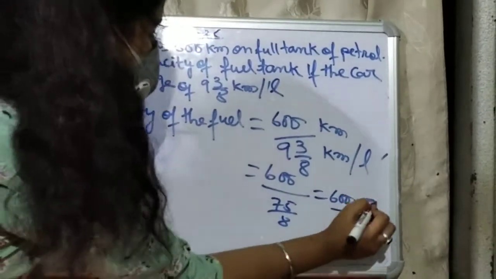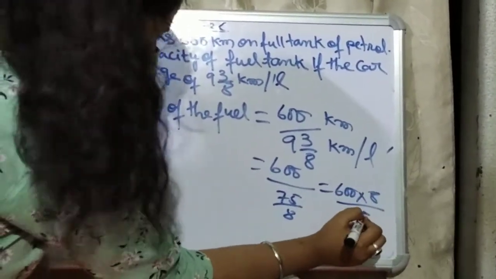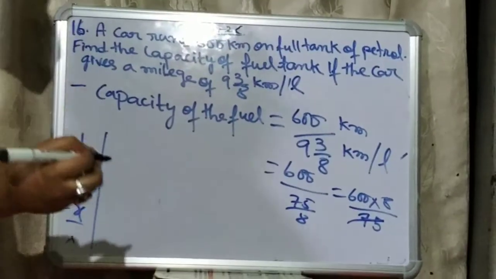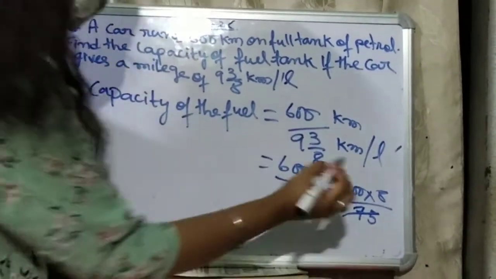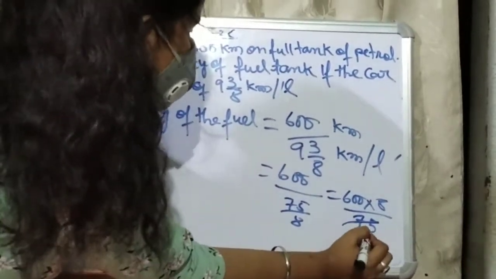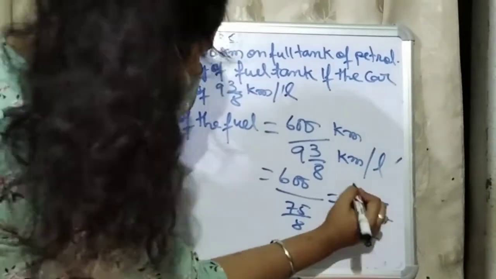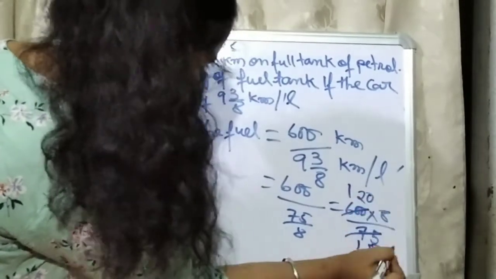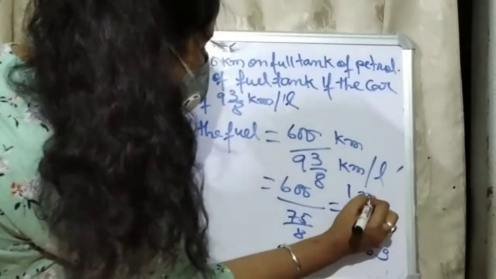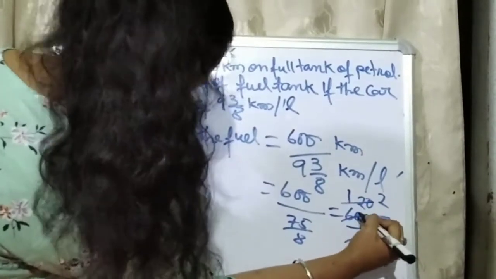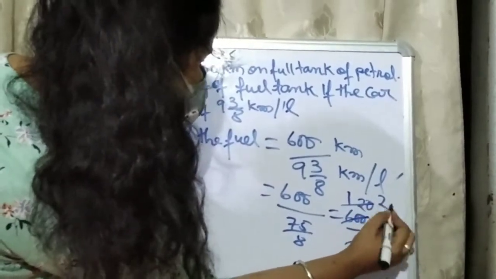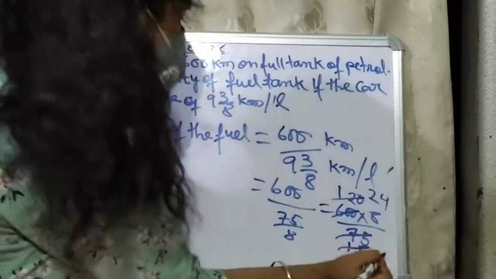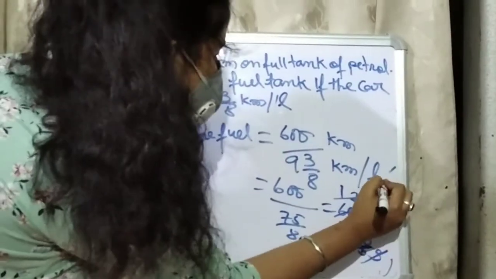Now this you can cancel with 5 or you can cancel with 15. Let me cancel with 5 because 5 table you know, and most of the students don't know the table of 15. 5 1s are 5, 5 5s are 25. Again 5 1s are 5, 5 2s are 10, 0. 5 3s are 15. Again 5 2s are 10, 5 4s are 20. Again 3 1s are 3, 3 8s are 24.